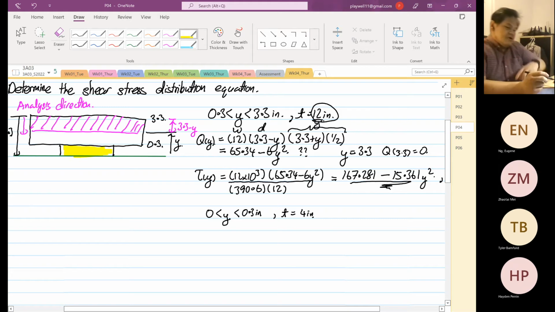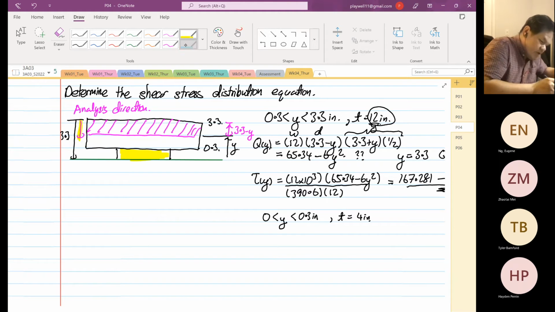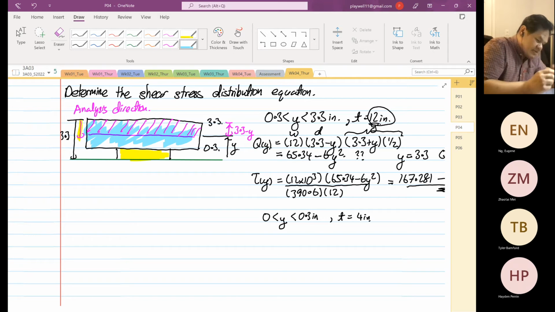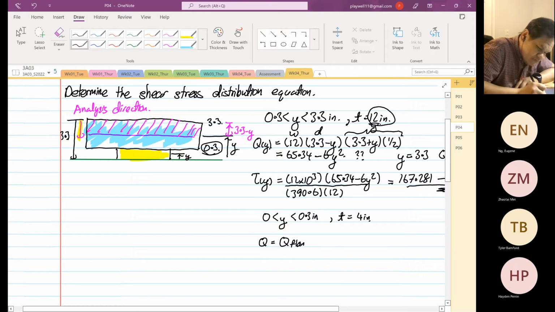However, the first moment of area, or the analysis direction, comes from where? From the maximum. So you also have to consider this entire area over here. But the entire area is a constant because of the limits. So now your y variable is moving down here, and it will peak at 0.3. So your Q will be equal to Q of the flange plus Q of the web as a function of y now.